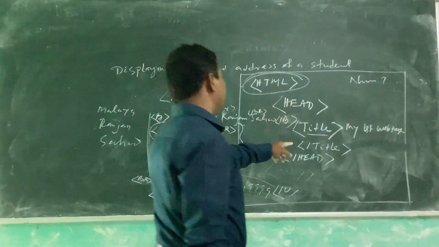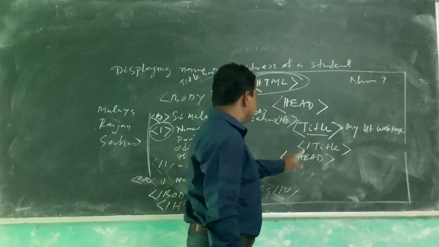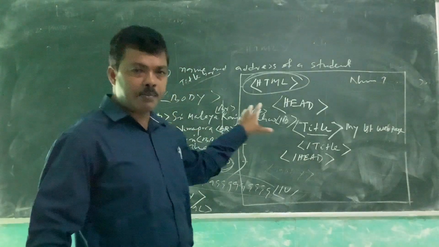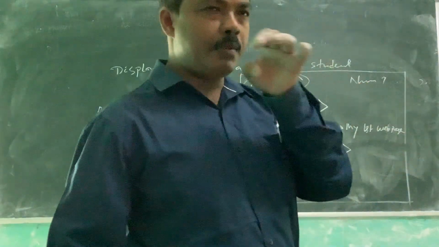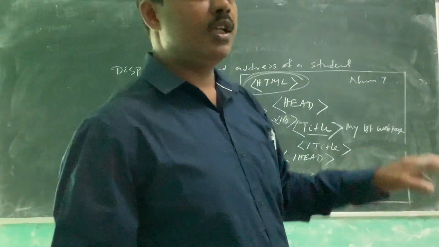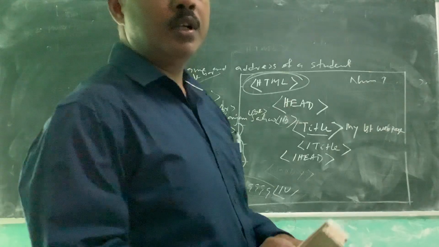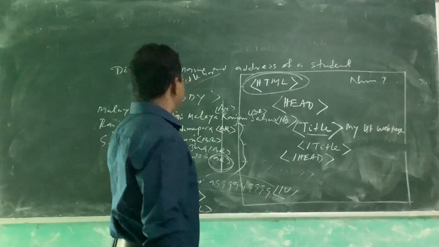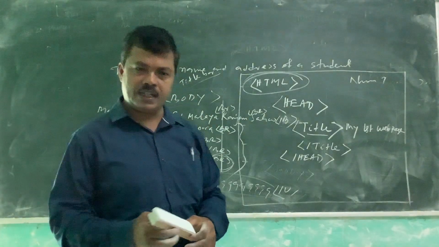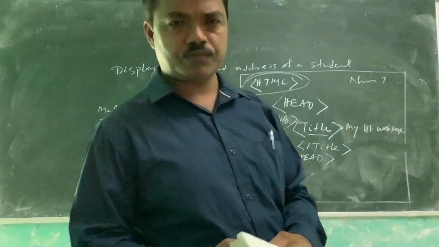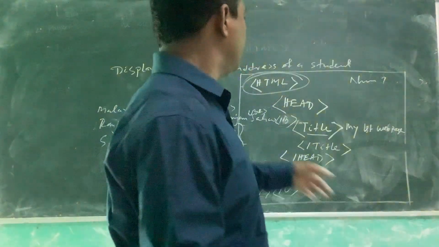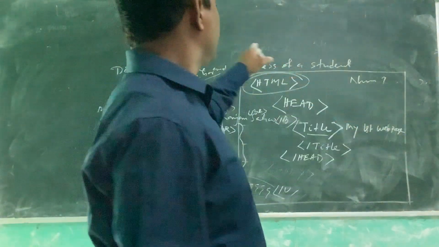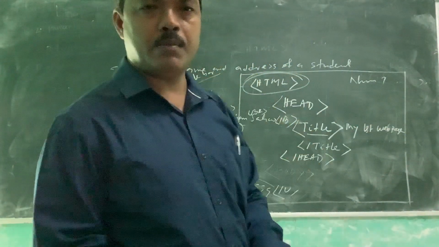Then close the title tag, close the head tag, then start the body tag. All these assignments, the name and mailing address of a student, you have to type under the body tag. Give different tags as per the assignment and accordingly complete the task by closing the body tag and finally by writing the HTML tag.